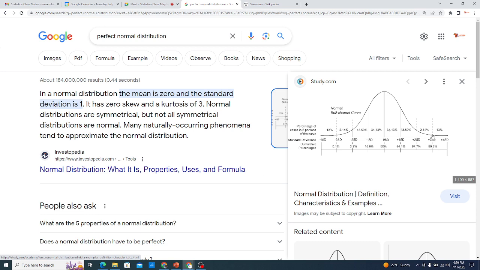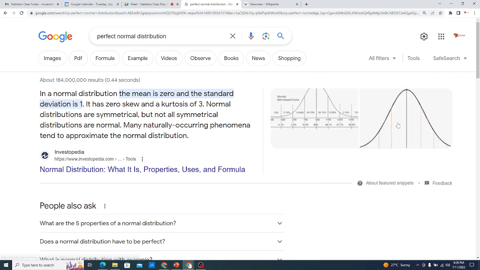Just a minute. Just want to check this one.